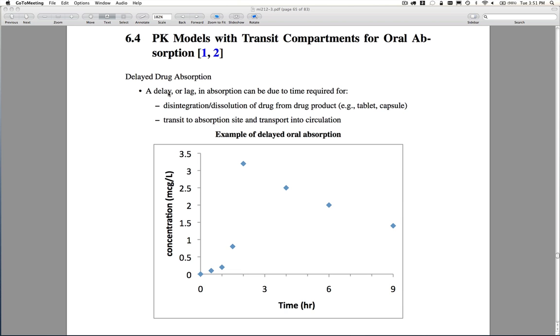This delay can be due to lots of different reasons. It can be due to disintegration, dissolution of the drug product, or the amount of time it takes for it to get out of the stomach and to the absorption site and then actually through the GI lumen and into circulation. And more and more, I think we're starting to see drugs that follow these patterns.